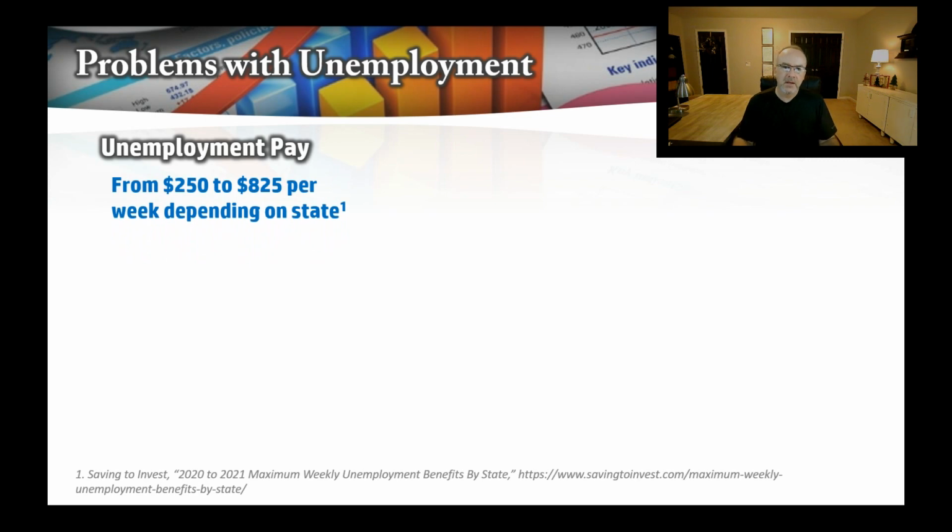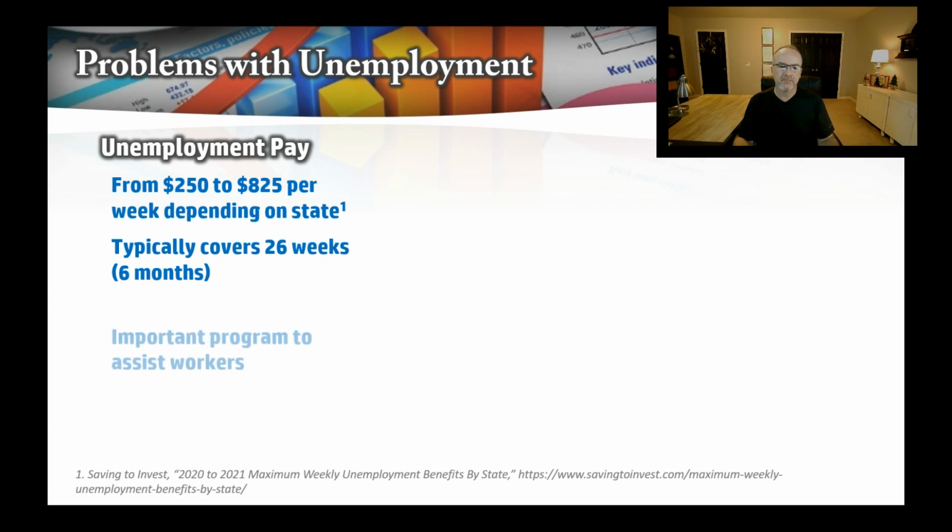So when you're out of work, it depends on the state, but you can get between $250 and $825 a week to be unemployed, to look for a job. And generally those benefits last for about 26 weeks. That's about 6 months, so half a year. But whenever there's a long recession, the government usually extends those even further.